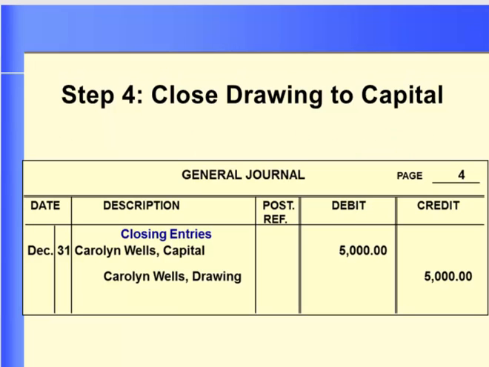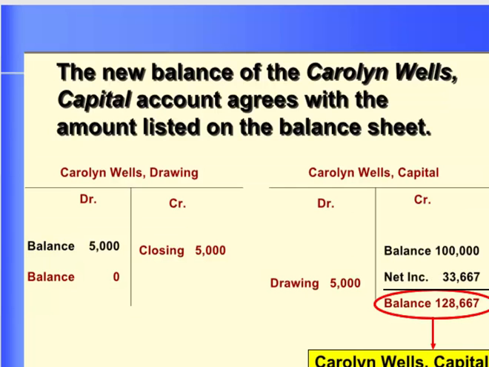The last closing journal entry is shown here. Carolyn Wells Capital will show a balance of $128,667 on the balance sheet.